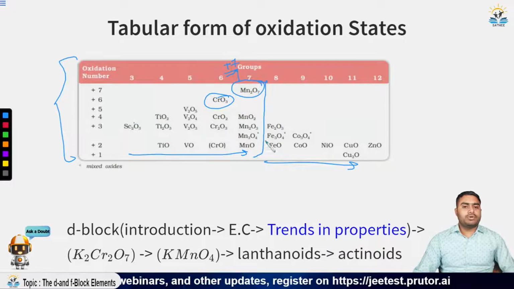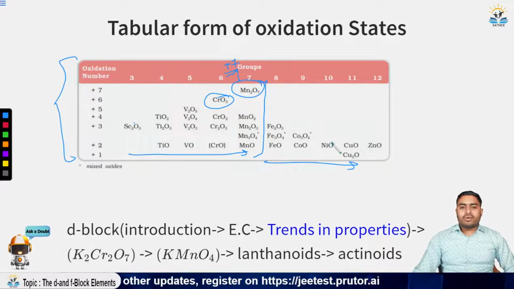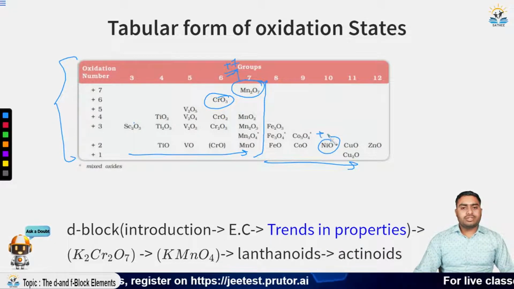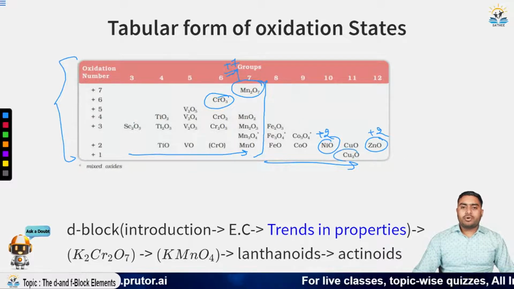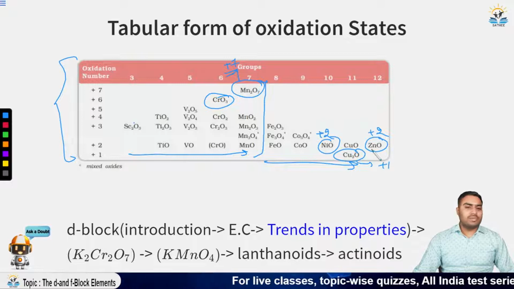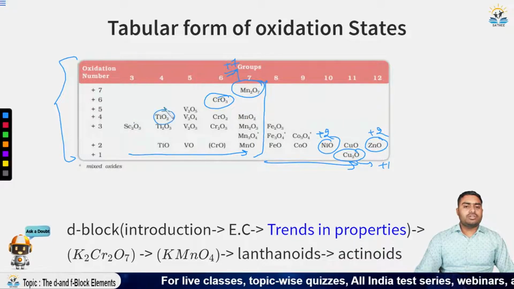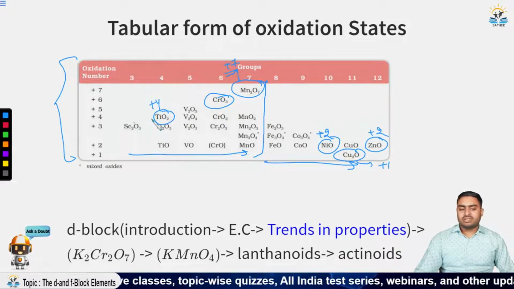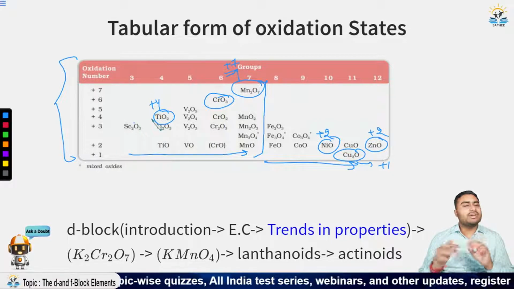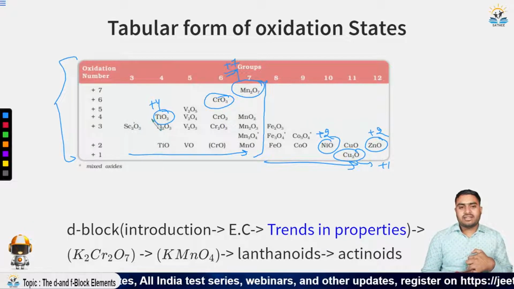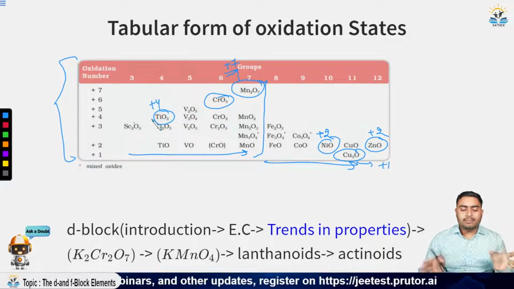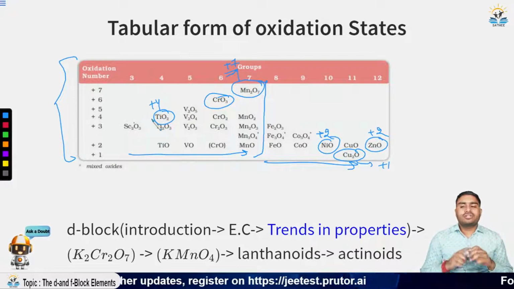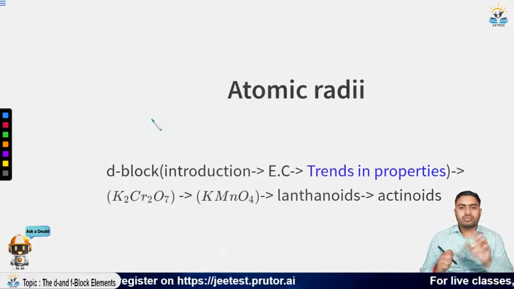You can see some compounds. For example, in NiO the oxidation state is +2. In ZnO, the oxidation state is +2. In Cu2O, the oxidation state is +1. In TiO2, the oxidation state is +4. Like this. And I am talking only about transition metals, right? You can see scandium, titanium, vanadium, chromium, manganese, iron, cobalt, nickel, copper, zinc. I am discussing the oxidation state only for these elements. Let's move to the next point.